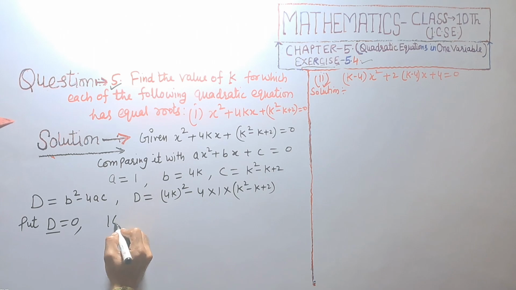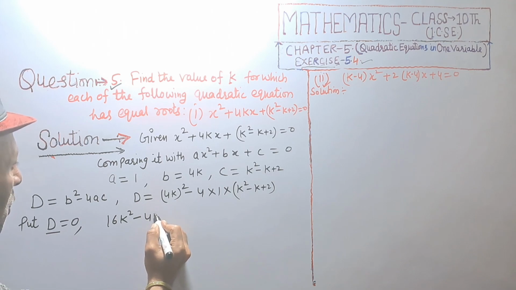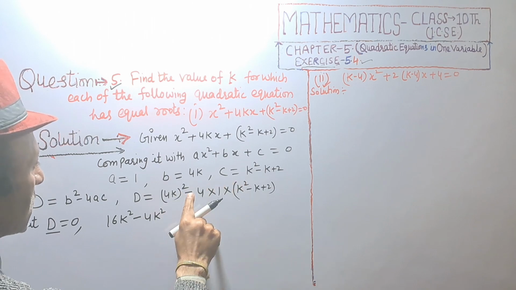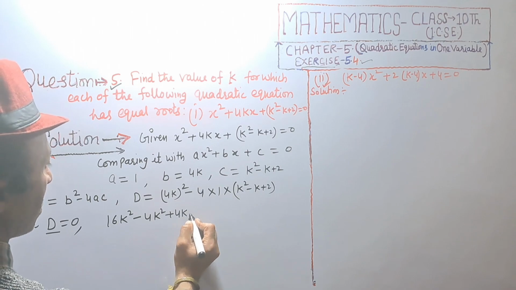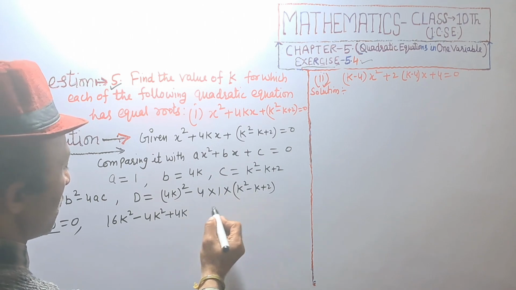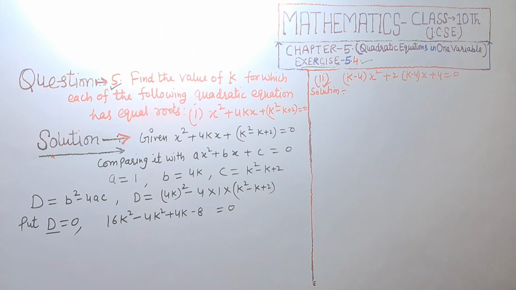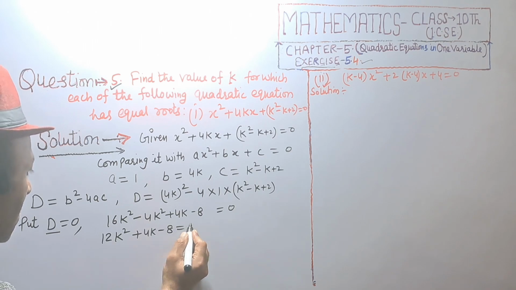4k square, that is 16k raised to power 2, minus 4 into k square, that is minus 4k square, minus 4 into minus k, that is plus 4k, and minus 4 into 2, that is minus 8, equal to 0. 16k square minus 4k square is equal to 12k square plus 4k minus 8 equal to 0.